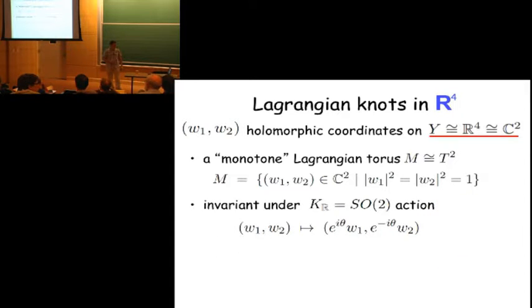Okay. The second useful fact about this torus is that it's actually invariant under an SO2 action, which acts by rotation with opposite phases of W1 and W2. So I'll call this SO2 action K_R, anticipating the connection with SL2R and the classification of representations, where this will be related to the action of the maximal compact.